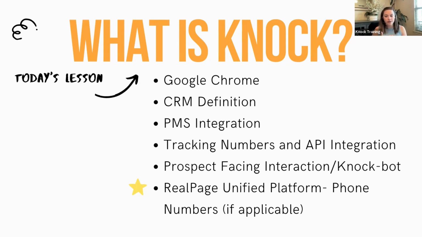But when your phone number needs to be updated or changed, so that's your office phone or your cell phone, depending on your company policy, that phone that's ringing when you're making those outbound calls, if you haven't already done so, you need to update that in the RealPage Unified platform. You'll access the Unified platform, go to your profile, and edit the phone number there. You are not editing it in the Knock CRM. I just wanted to highlight that.